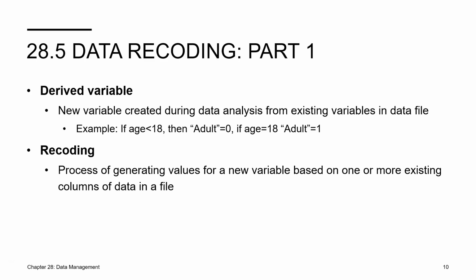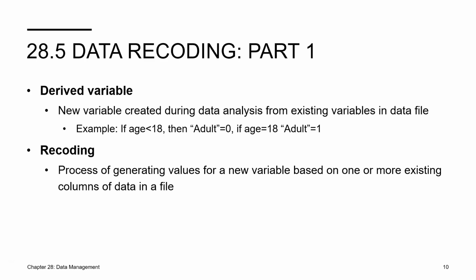So you could set it up so that adults represent anyone who's 18 or older, and then those who are less than 18, the adult variable would be a no. And typically with a binary response, a 0 equals no and a 1 equals yes.